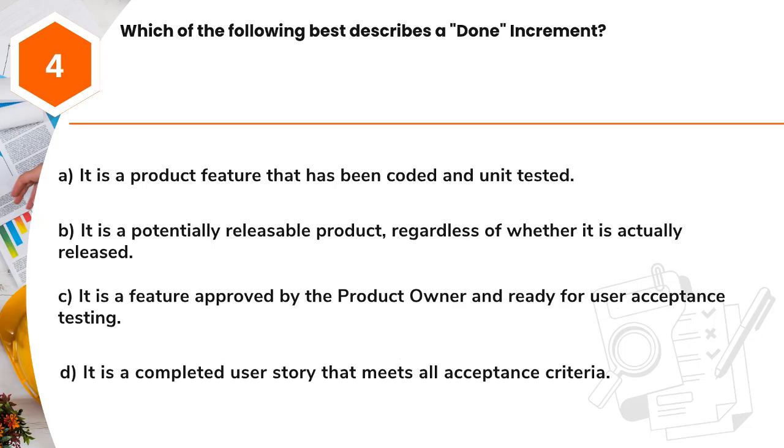Question 4. Which of the following best describes a done increment? A. It is a product feature that has been coded and unit tested. B. It is a potentially releasable product, regardless of whether it is actually released. C. It is a feature approved by the product owner and ready for user acceptance testing. D. It is a completed user story that meets all acceptance criteria.